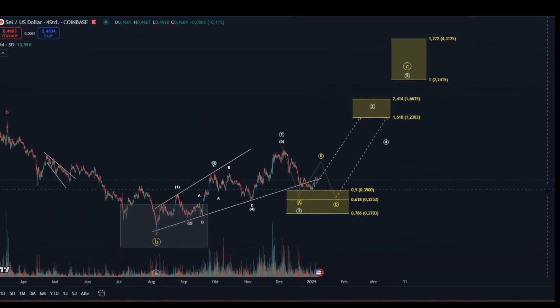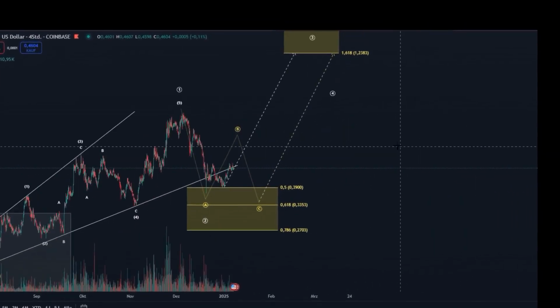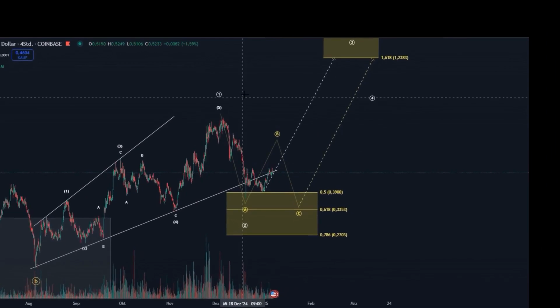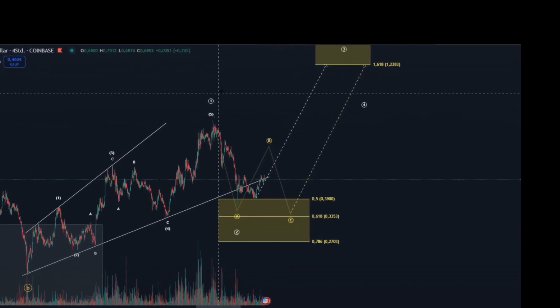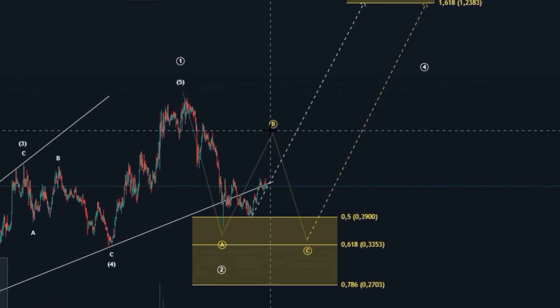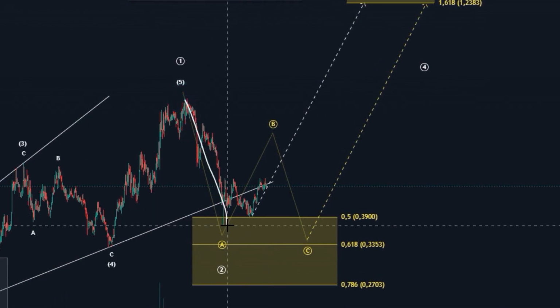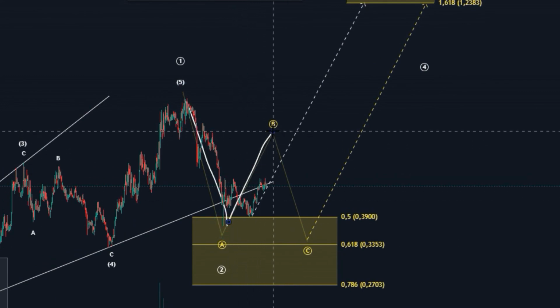Currently, the exciting question that arises is the following. I'm going to make this a bit bigger. Since this wave 1 that we've outlined here, there are currently 2 possibilities. I've marked that as well. Option 1.1 is that this entire downward movement was just wave A. We're moving up into wave B.